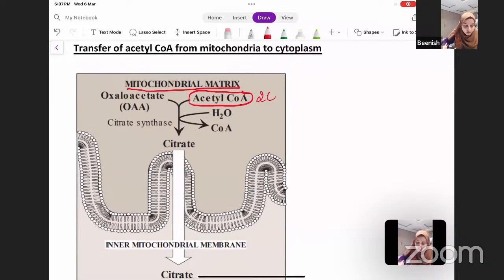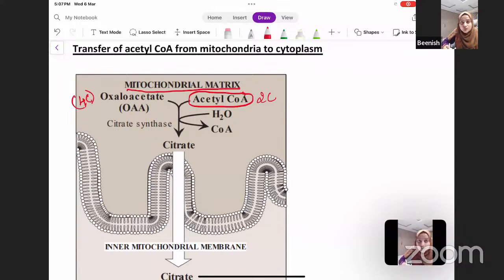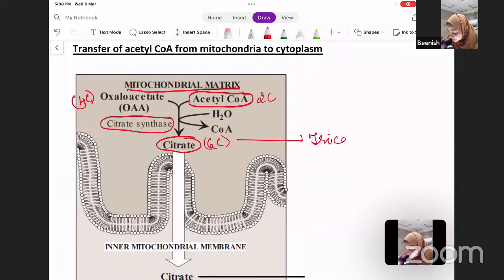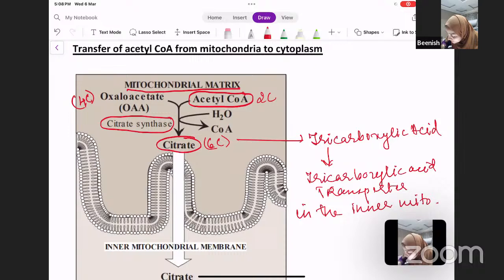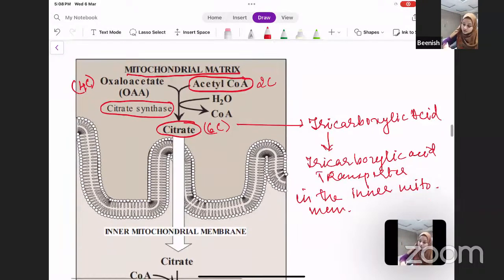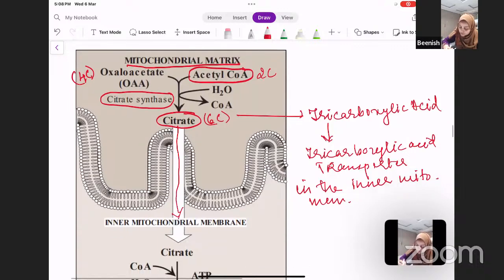This 2-carbon acetyl-CoA combines with a 4-carbon oxaloacetate. The enzyme acting is citrate synthase, to form citrate. And what is citrate? Citrate is a 6-carbon tricarboxylic acid. This tricarboxylic acid has a transporter, known as the tricarboxylic acid transporter, in the inner mitochondrial membrane. Okay, so this citrate travels via that transporter into the cytosol.